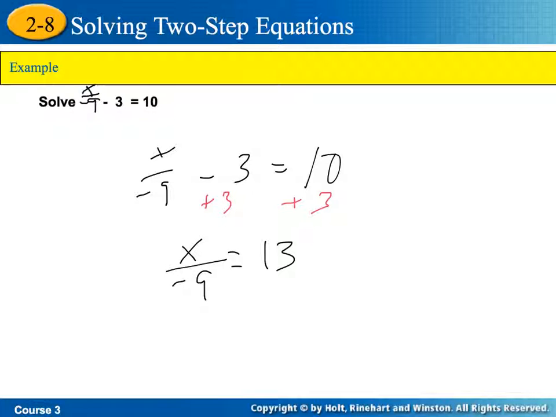All right. So now, what is happening between the x and the negative 9? Division. So what do we have to do? Multiplication. Yes, multiply. Multiply by 13, and you get an answer of what? What is 13 times negative 9? Negative 117. Don't forget, negative times a positive is a negative. Don't ever forget that. All right? Here we go. Next problem.